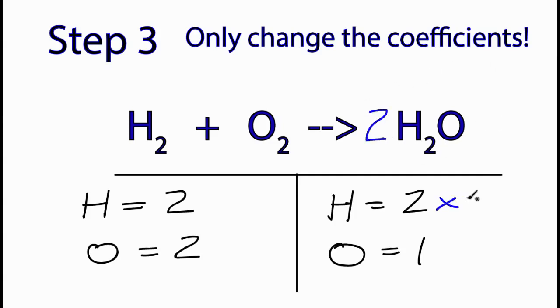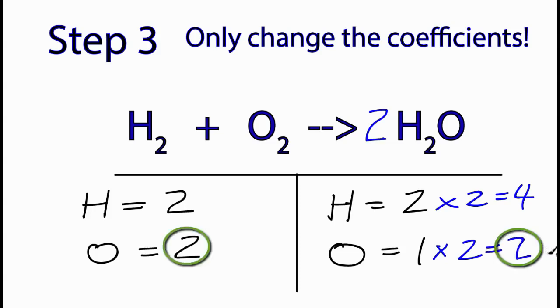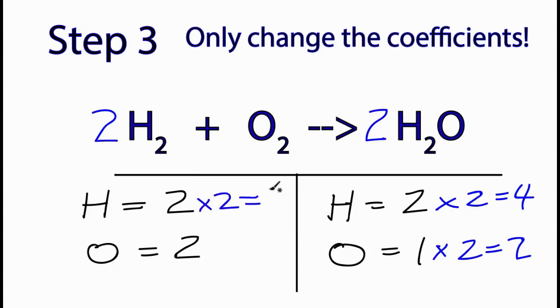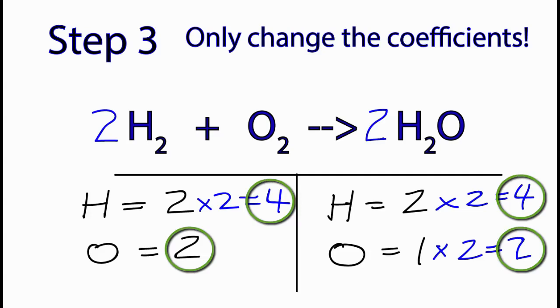So 2 times 2, that gives me 4 hydrogens, but 2 times the 1, that'll give me 2 oxygens. So my oxygens are balanced now, but my hydrogens are messed up. What I can do over here is put a 2 in front of hydrogen, and now 2 times 2, that'll give me 4. And now the atoms on each side of the equation are the same. This equation's balanced.